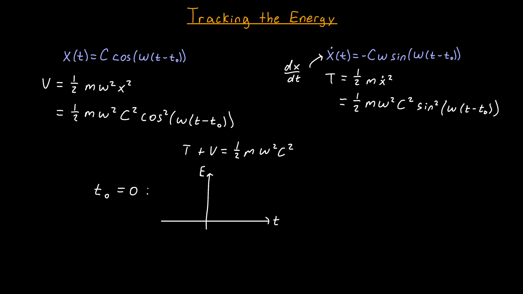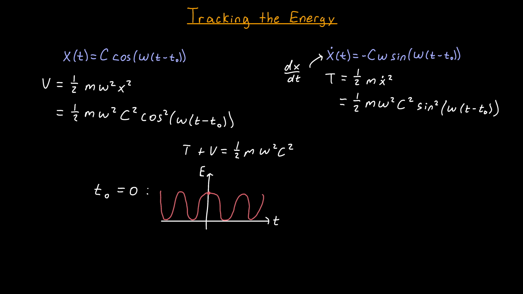We know that the potential energy, which I'll draw in a red color, basically looks like a cosine squared function. And a cosine squared function is always positive, and it starts at a maximum. It starts up here, and then oscillates back and forth, but always remains positive because it's a squared function. So it'll look something like this for t greater than 0, and we can also extrapolate for t less than 0. It'll look something like that.